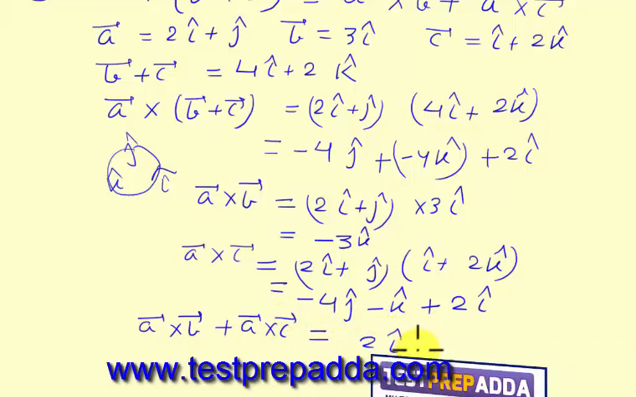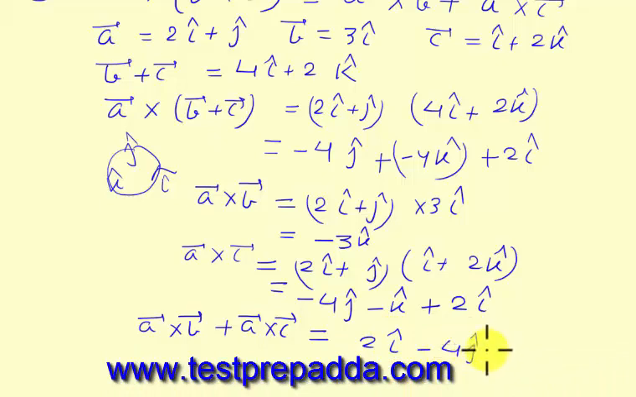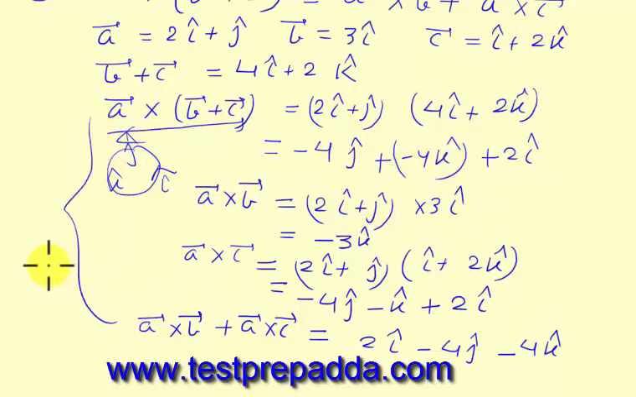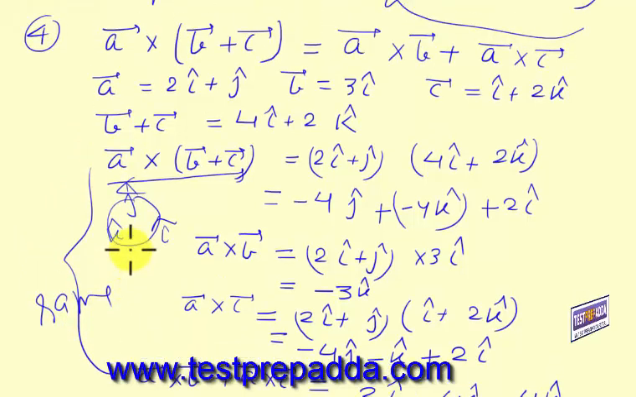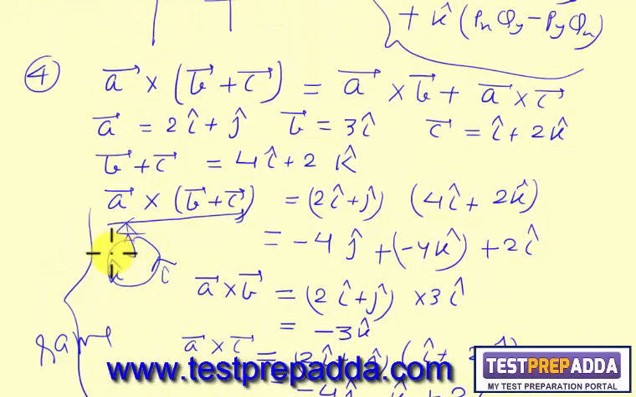Now if you add the two, meaning A cross B plus A cross C, you will get 2i cap minus 4j cap minus 4k cap. Now match this with this. You can see 2i cap minus 4j cap minus 4k cap. That is why the two are the same. Since they are the same, we can conclude that the cross product follows what? Distributive law.